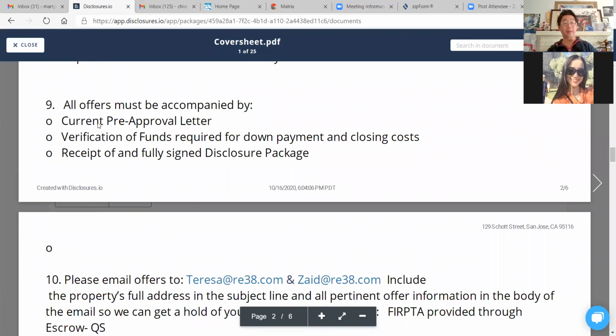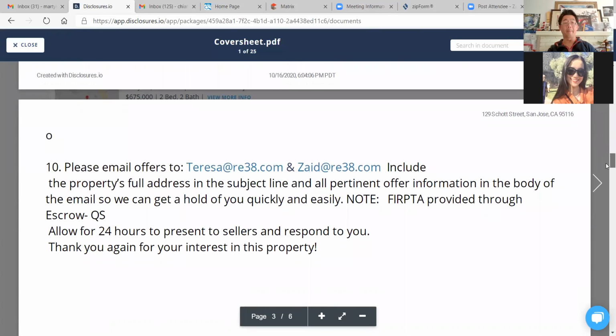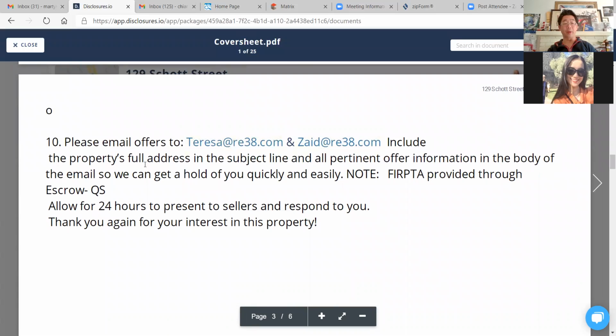The offer must be accompanied by the pre-approval letter, you see right here, and proof of funds, which I already have, and the disclosure pack received fully signed. Wow, they want us to sign this disclosure package right away, which I don't think we want to sign. We just want to give them proof of funds, the bank account statement and also the pre-approval letter. But they want us to have the disclosure signed, and we just barely went through it right now. And we will email it to them.